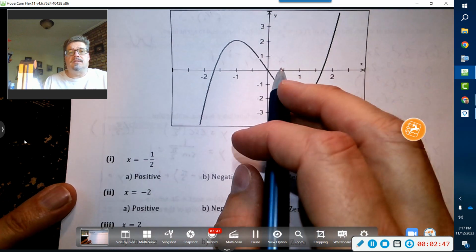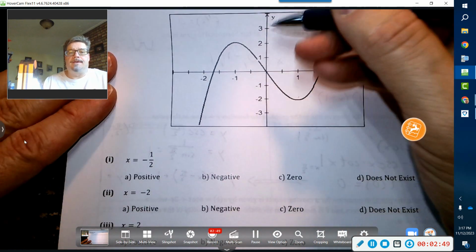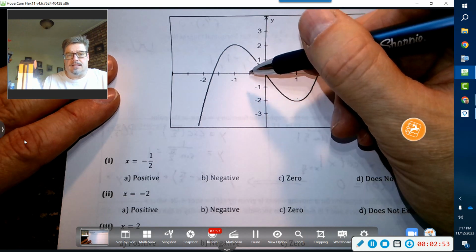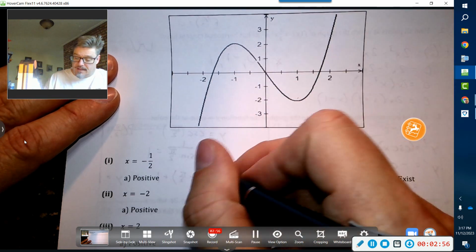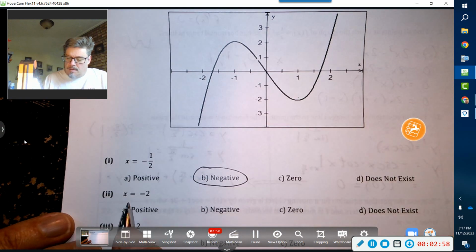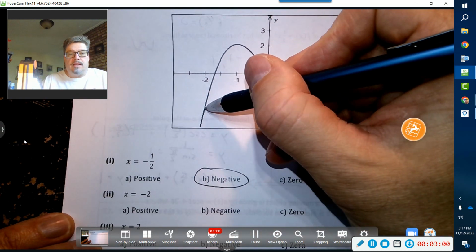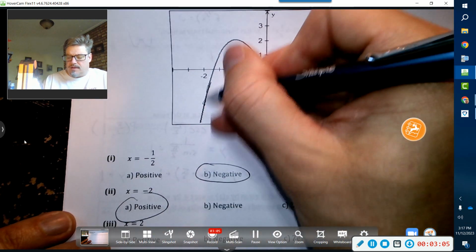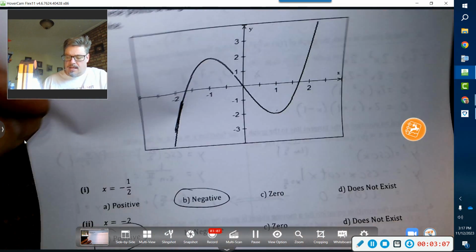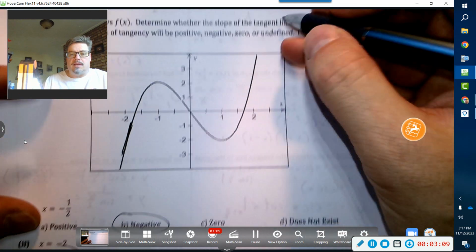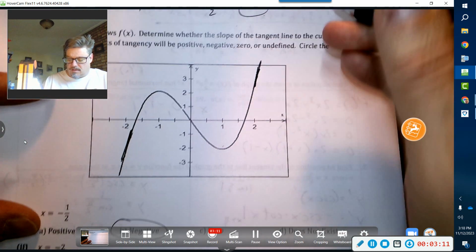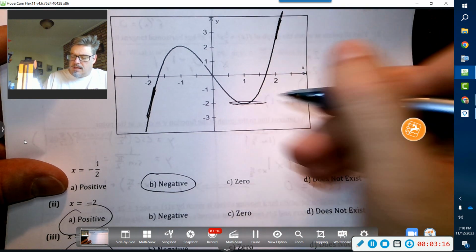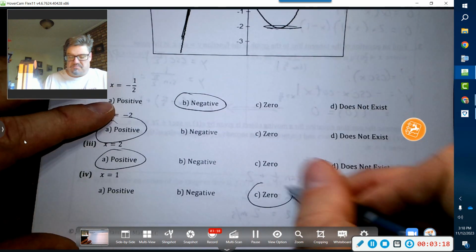So where x equals negative 1/2, we are right here, and so we would say that the slope right there is negative, yes? At x equals negative 2, right here, we would say that that would definitely be positive. Remember what I'm doing, I'm just looking at a tangent line. At x equals positive 2, that also is a positive slope. And at x equals 1, that looks like a 0 slope. Okay, that's all.